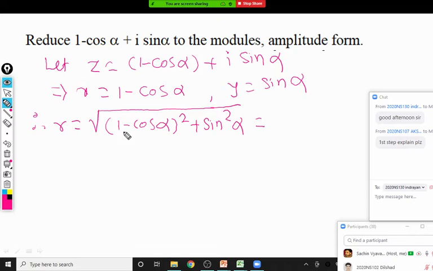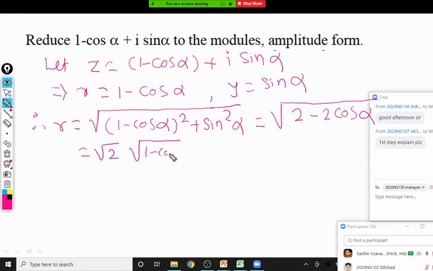This one is again a similar simplification you will observe. This is 1 minus 2 cos alpha plus cos square alpha plus sin square alpha. So what is left in the square root? 2 minus 2 cos alpha, or root of 2 times 1 minus cos alpha. Now what is 1 minus cos alpha? It is 2 sin square alpha by 2.